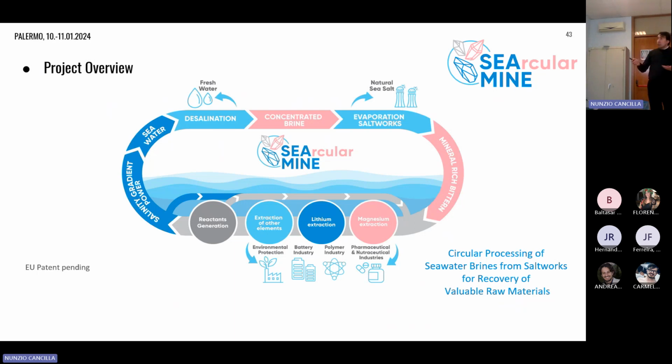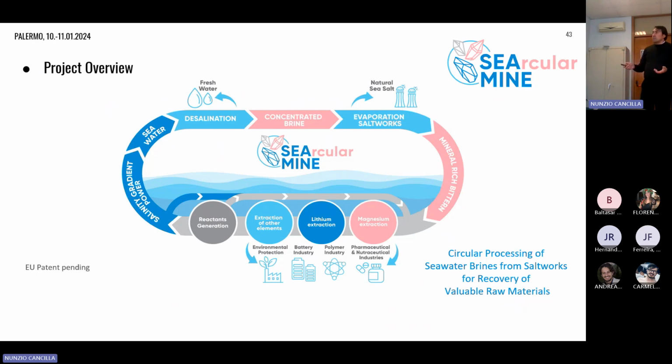After that, at the end of the cycle, what you get is a bitter that is very rich in minerals. And this is very significant for us because it makes a significant difference in terms of concentration of the minerals, of the compounds that are present in this bitter. And this makes it possibly more interesting even from an economical point of view.